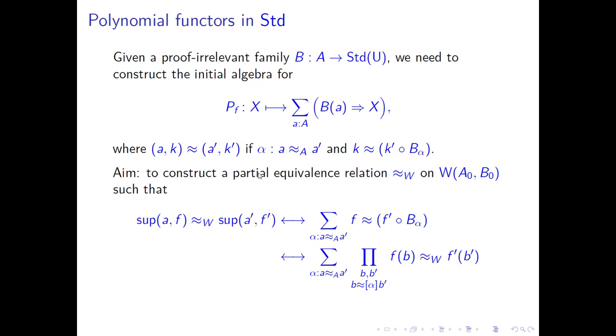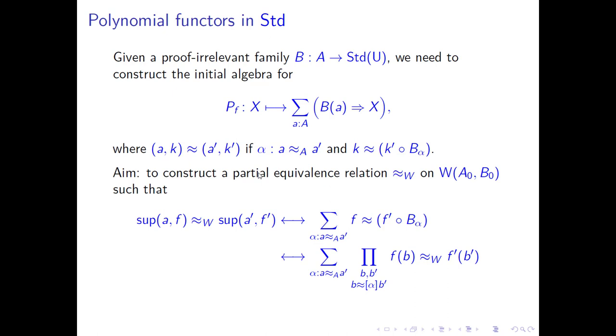Now it's pretty natural to consider as candidate underlying object for our initial algebra the W type constructed on the two underlying types of the setoids involved. By that I mean the family of underlying types of this setoid family. And moreover, we want the sup constructor to be an isomorphism because of Lambek's lemma. So it's natural to consider this equivalence relation, which is actually a partial equivalence relation, on this W type, where we want an isomorphism between the W here and this guy applied to W.